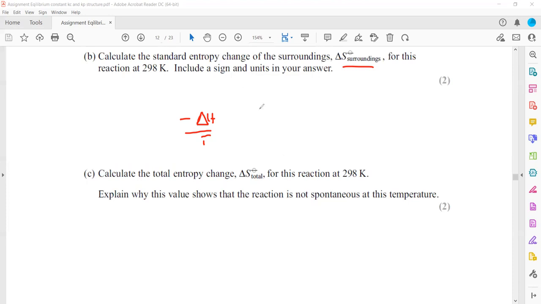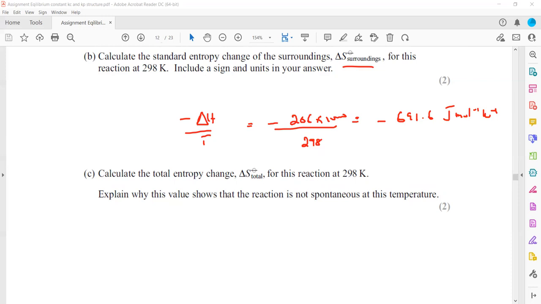So we'll substitute the value. It will be minus 206 multiplied by 1000 to convert into joule, divided by room temperature, 25 degrees centigrade or 298 Kelvin. So when we simplify, it will give us minus 691.6 joule per mole per Kelvin. Why is 1000 multiplied? To convert the unit of enthalpy change from kilojoule to joule.